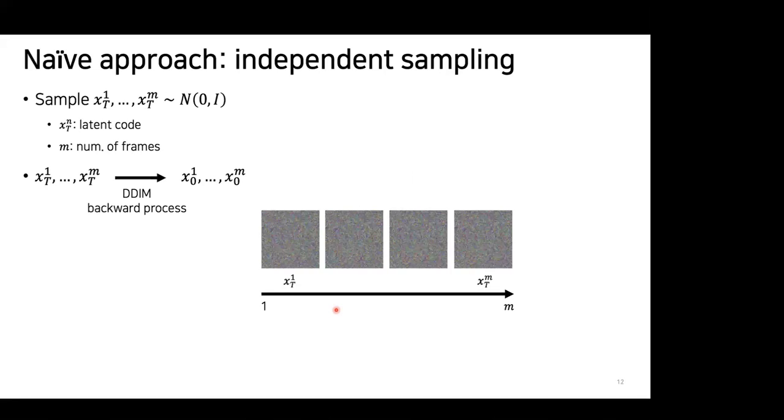So one naive approach can be just independently sampling the n number of frames of noises. For example, if we want to make a video with m number of frames, we can sample m number of noisy images first here. And then we can do this DDIM backward process and generate m number of real images, right?